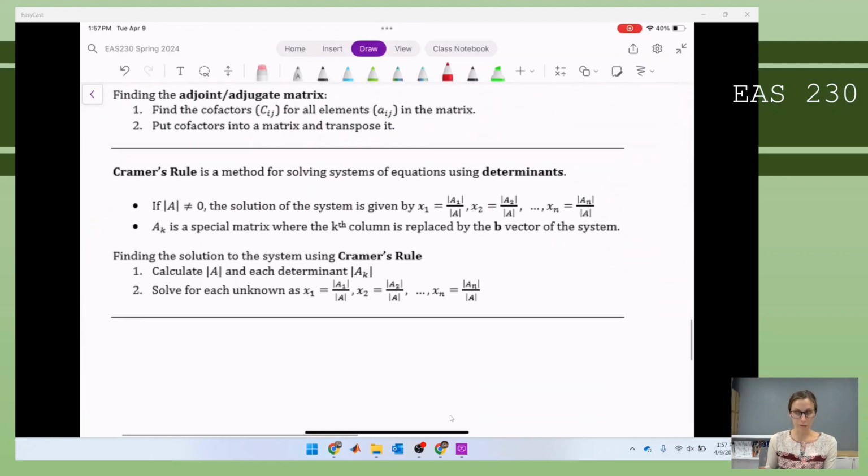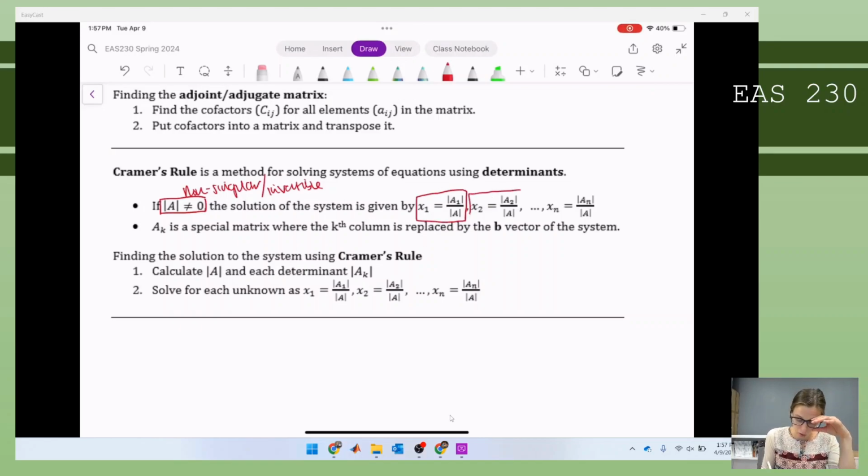The second method for solving systems is something called Cramer's rule. It also uses determinants. And it turns out if the determinant of A is not equal to 0, so note this only works if the determinant of A is not equal to 0, if it's non-singular, if it's invertible, then our solution becomes essentially determinants and determinants and determinants, where our first unknown equals the determinant of a matrix called A1 over the determinant of A.